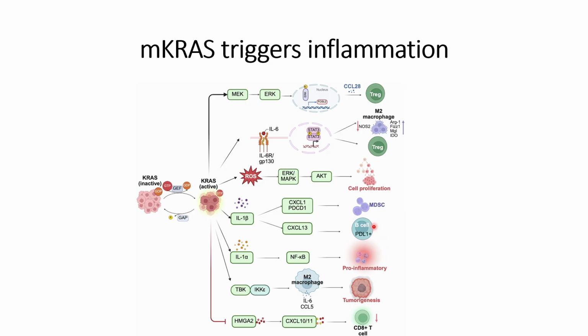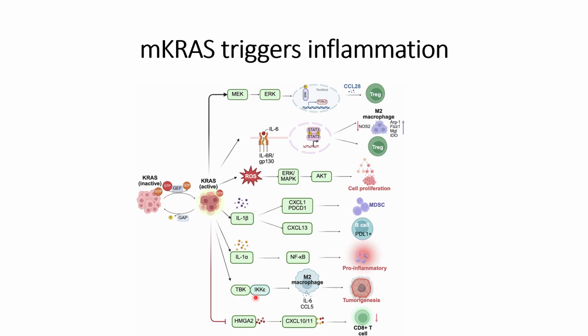and thereby inhibit the immune response against these B cells. And the cytokine IL-1 alpha can trigger the NF-kappa B pathway, and this NF-kappa B pathway causes more pro-inflammatory response, and the complex formation of TBK and IKKe will also be enhanced, and this will cause more M2 type macrophage polarization, and these M2 type macrophages will result in tumorigenesis or tumor proliferation.